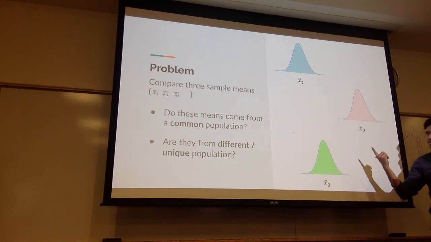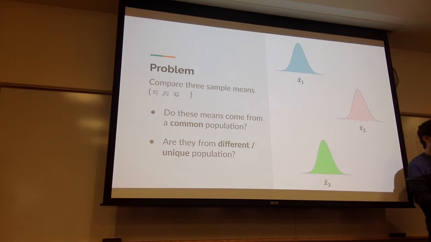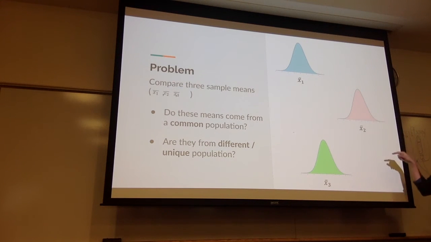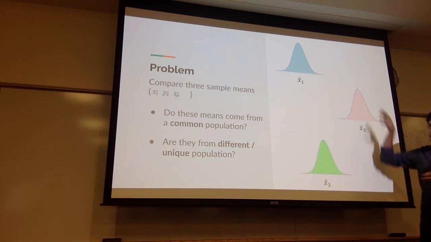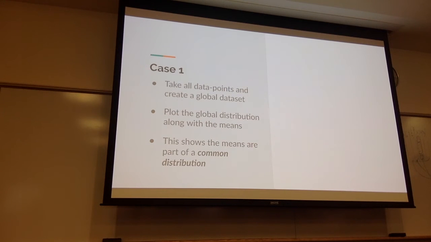So the first thing that comes to mind is, are they from a common population? Are they the same? Is the background behind these populations a common distribution, or is each of them from a different population? These are the two questions that come up.